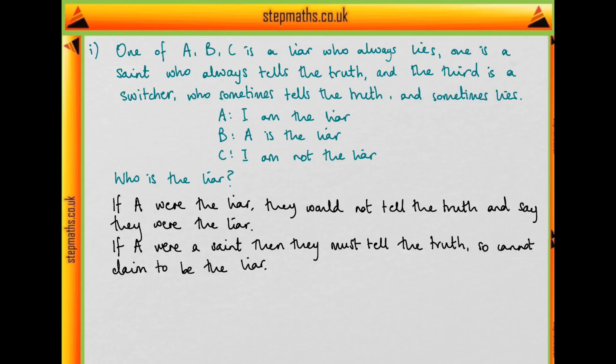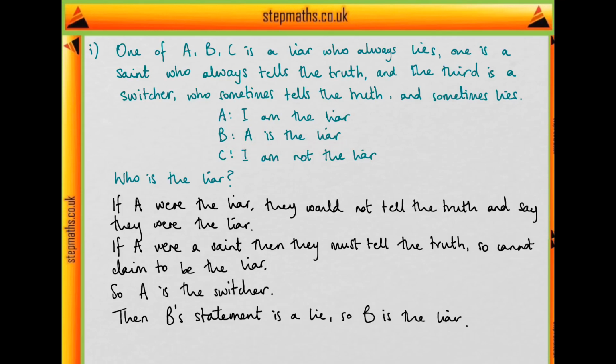But similarly, A can't be the saint because saints always tell the truth, so a saint wouldn't be able to pretend to be a liar. And so we must have that A is the switcher. But B says that A is the liar, and so we know now that this is a lie, and so B must be the liar. We were only looking for the liar, so we don't really need to know about C, but we know that he must be the saint.